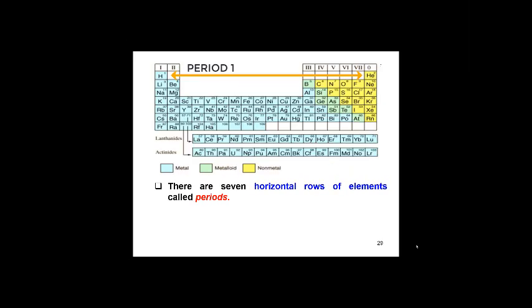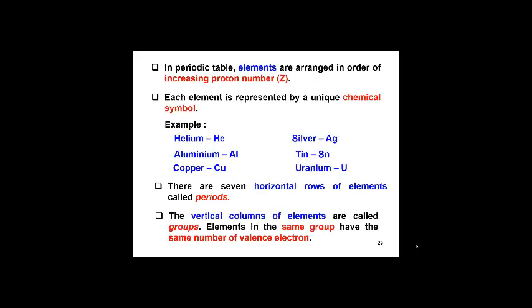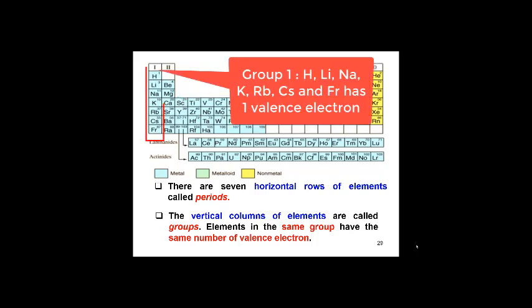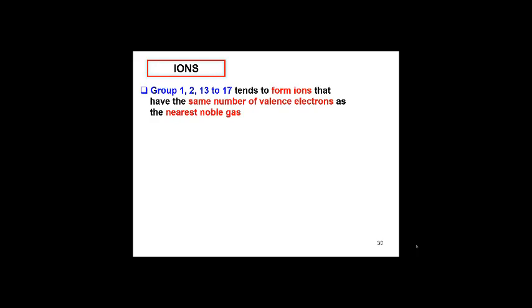There are 7 horizontal rows of elements called periods. The vertical columns of elements are called groups. Elements in the same group have the same number of valence electrons. Ions. Groups 1, 2, 15, 16 and 17 tend to form ions that have the same number of valence electrons as the nearest noble gas.